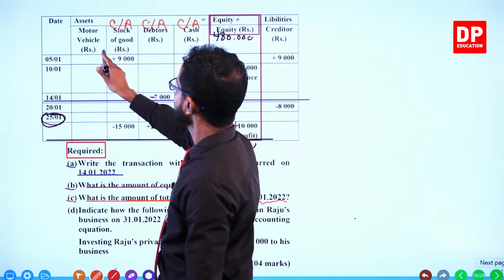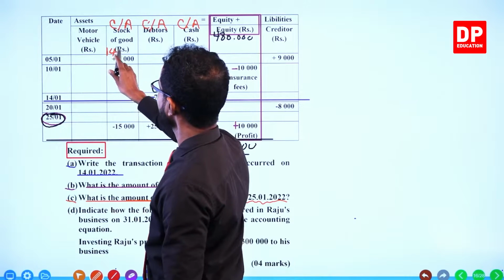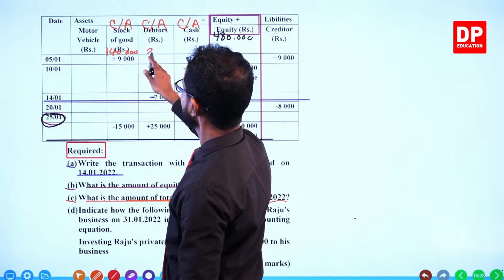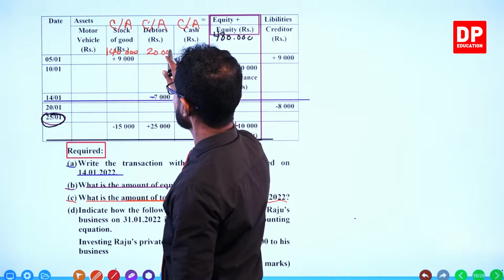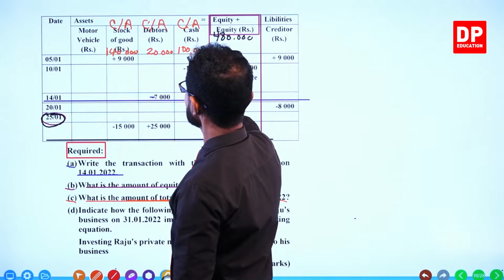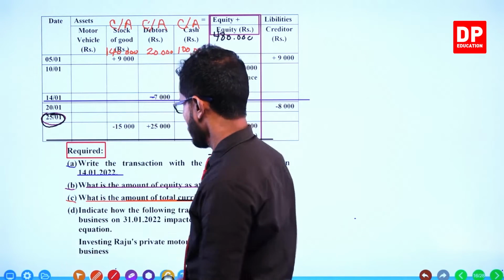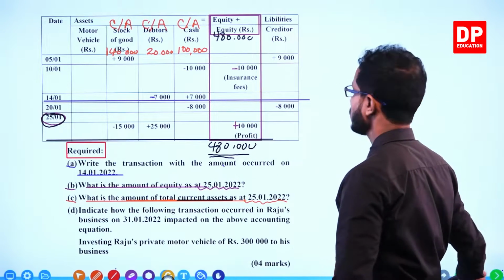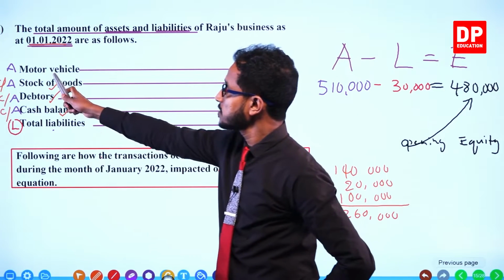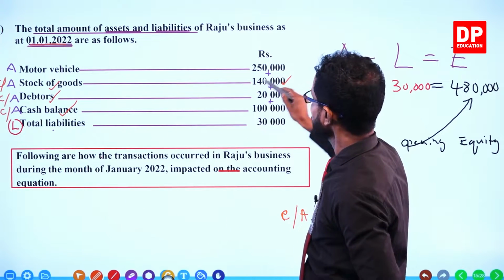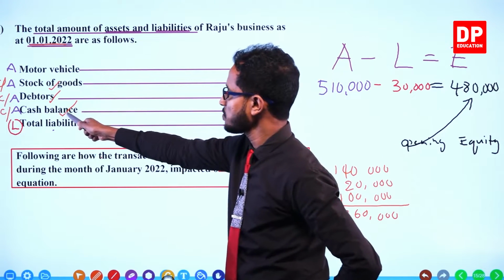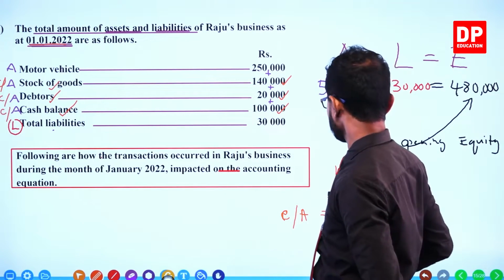Stock of goods, opening balance 140,000. Debtors 20,000. Cash 100,000. That's how we took. Yeah. Stock of goods 140. Debtors 20. Cash balance 100.